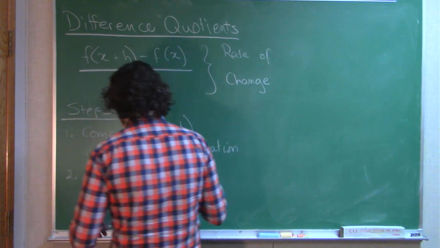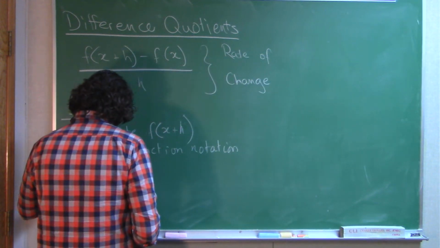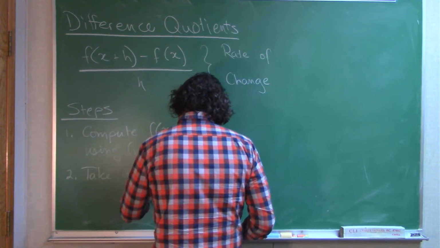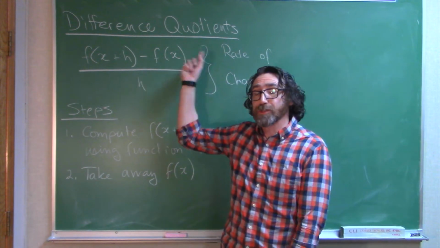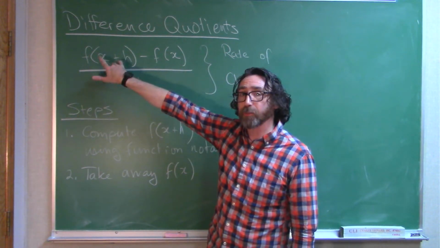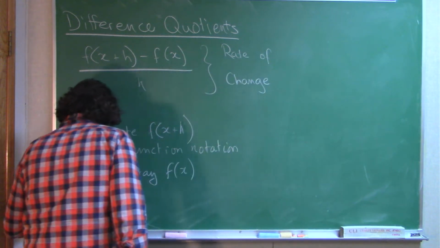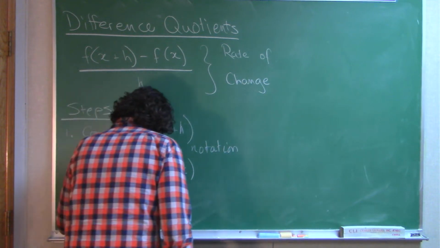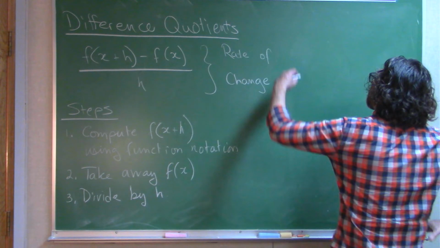So we're going to find f of x plus h, we're going to simplify that. Take away f of x. Well, how do I know to do that? The instructions up here say to do that. It says find f of x plus h, take away f of x. And then, of course, the last step would be divide by h.